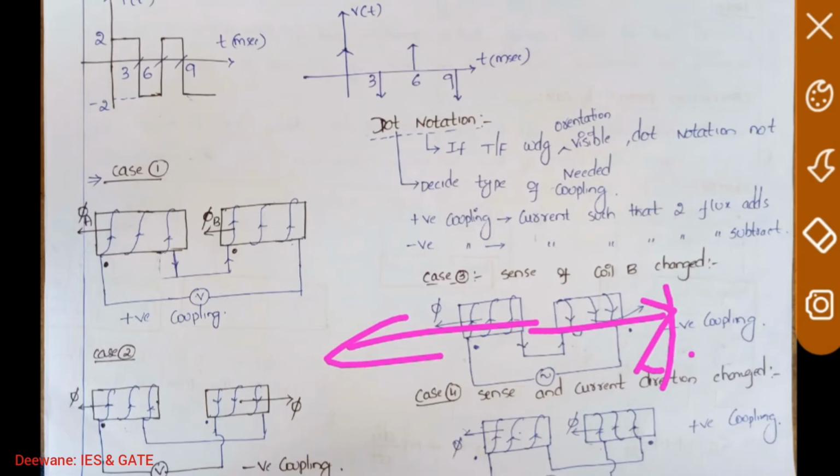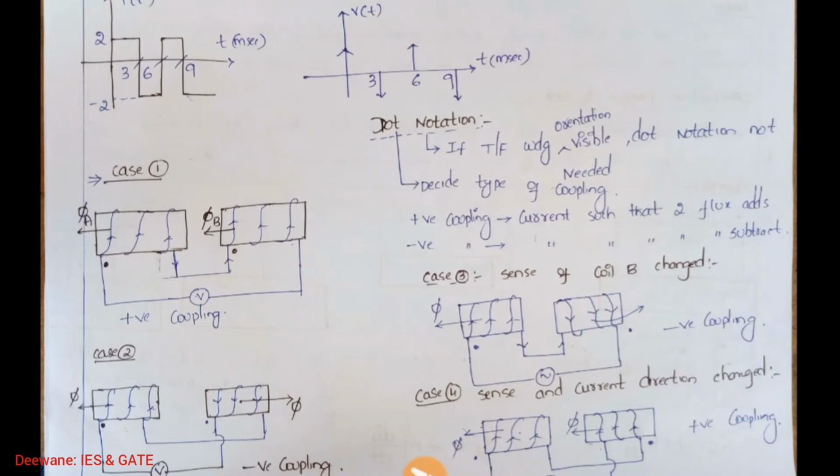Again, what conclusion did you get? This conclusion is very important, friends. Observe carefully. If current enters the dot in the primary and leaves at the dot in the secondary, this is a negative coupling device. Again, it is an example of a transformer. Again I am telling, a transformer is always a negative coupling device. If current enters at the primary, it has to leave at the secondary. Hope you have understood the case.